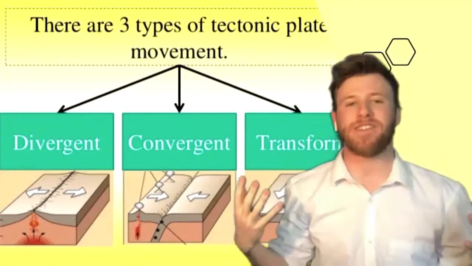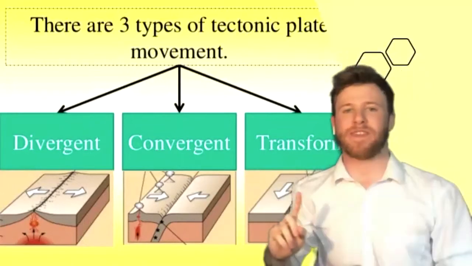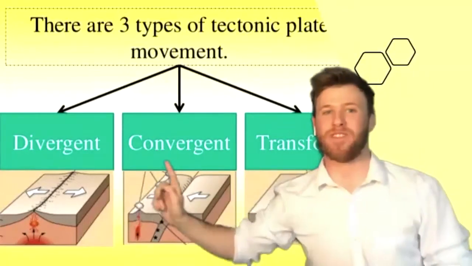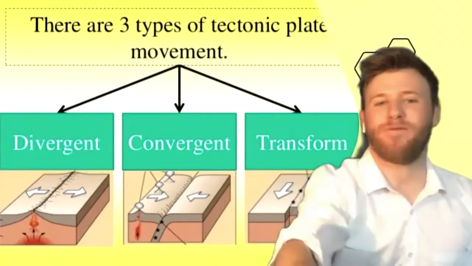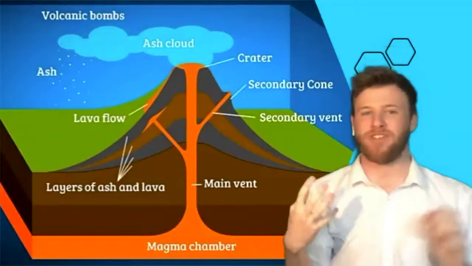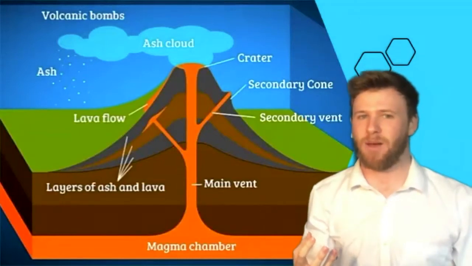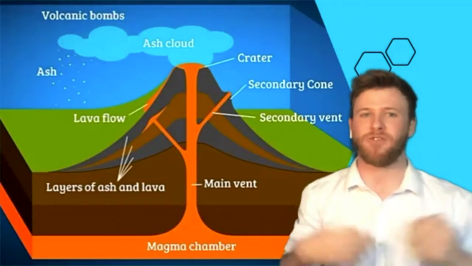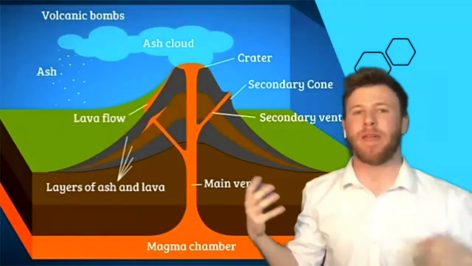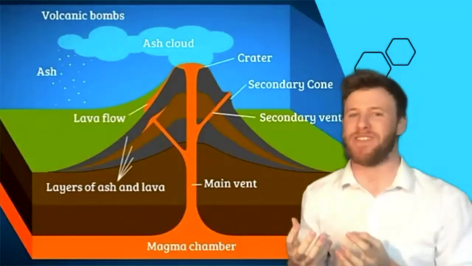So yeah, that's how we can form volcanoes, through mainly these two divergent and convergent movements of tectonic plates. So once a volcano is formed, we need to know a little bit about the structure of the volcano. Here we've got a very simple volcano diagram with a couple of labels, and I'll talk you through some of them now.